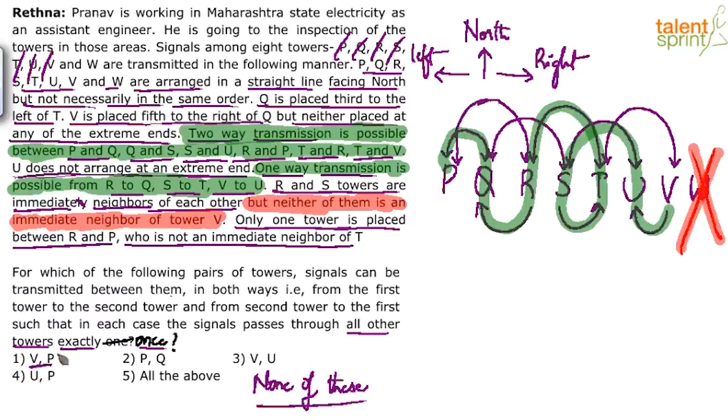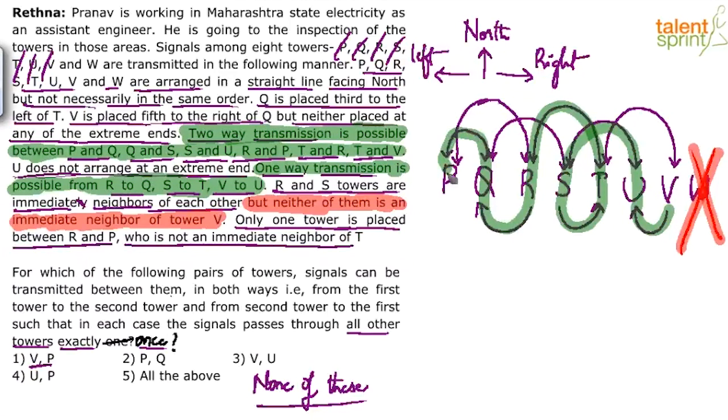Then we have to check P to V also, because the question says between them in both ways, from the first tower to the second tower and from the second tower to the first tower. So V to P is done. Let's check P to V now. I'll use a different color. So from P to V.